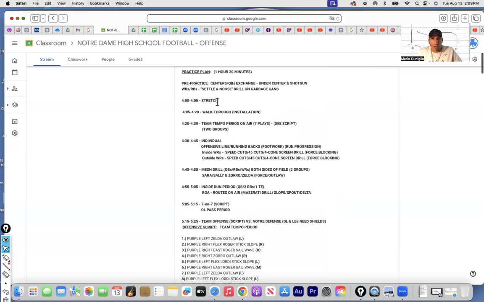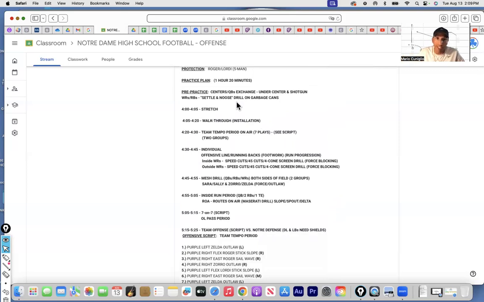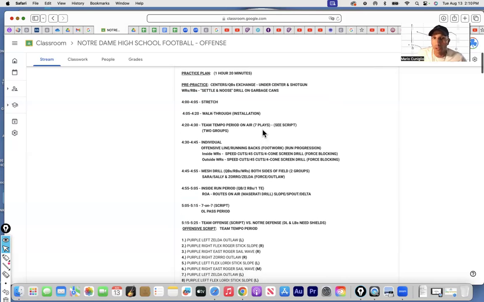Then we'll go into a stretch for 5 minutes. We have a walkthrough, which I'm going to talk about the formations that are going to be added. That's going to be in this period right here where we'll go over that stuff. Then we're going to go into a team tempo period on air with the first team up first. And then the second team guys, and you need to see the depth chart, which I put up there earlier for you today. So you have to look at the depth chart, know where you stand.